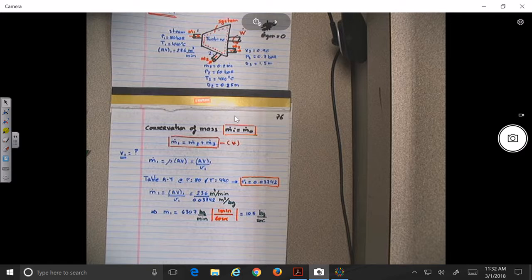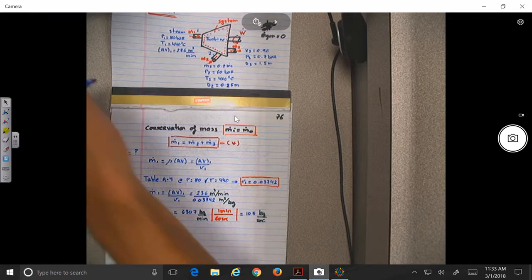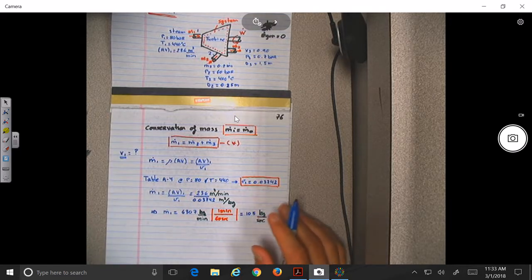I still don't know how to find V1. So we got the area now, that's what I'm just thinking. Okay, so I don't know how to find V yet. So let's keep going and see if at the end we can find something.